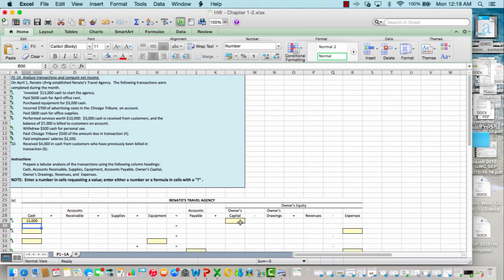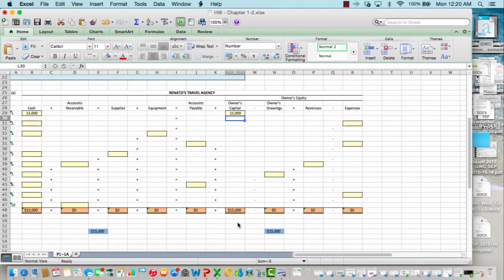But when it comes to minusing, do put the minus, okay? So when it comes to the expense account, make sure that you put the minus first and then the dollar amount. But for here, it's invested $15,000 in cash to start the agency. So you know it's going to affect $15,000. You're going to deposit $15,000 into your cash account, and your owner's capital is going to be increasing by $15,000.